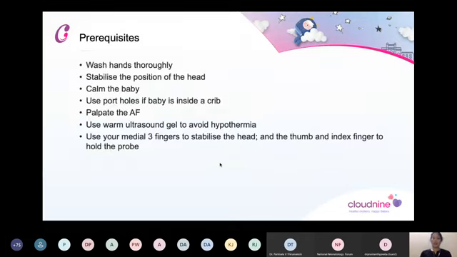Now let's come to the actual performance of the point of care ultrasound itself. What are the prerequisites? You need to wash hands thoroughly, make sure that we do not cause any more harm. First of all, do no harm. So wash hands thoroughly to make sure that a complete aseptic procedure is followed. Stabilize the position of the baby's head so that it avoids any movement, and if need be, you can ask one of the nurses to help by calming the baby by either using a gauze or dextrose gauze.